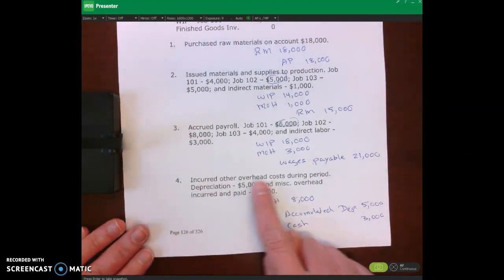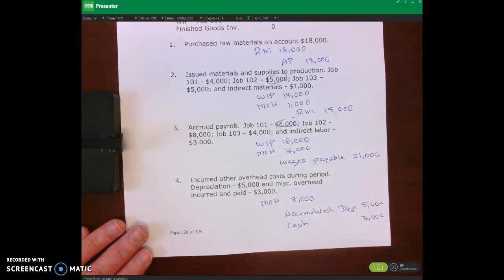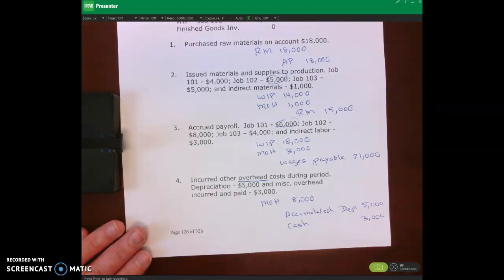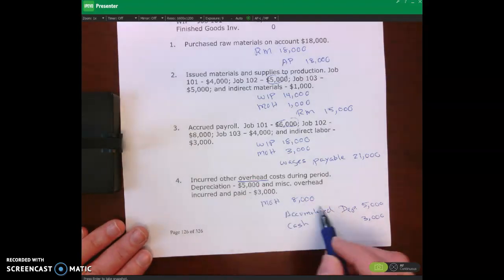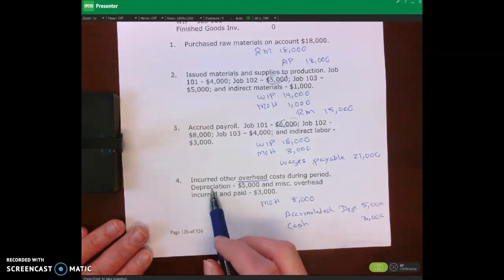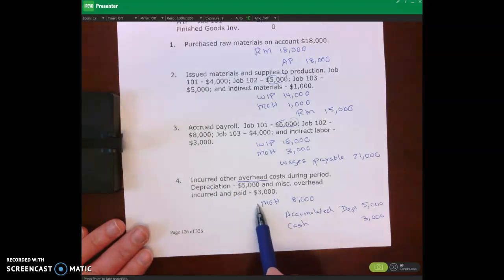Number 4, incurred other overhead costs, depreciation of $5,000, and then miscellaneous overhead incurred and paid $3,000. This one could have tripped you up, but look at what it says. So that means it goes to manufacturing overhead. This means it goes to MOH, manufacturing overhead. So I can add these two together, debit to manufacturing overhead for the total. We know the journal entry for depreciation is debit depreciation expense, and that debit to depreciation expense is wrapped up in this number.